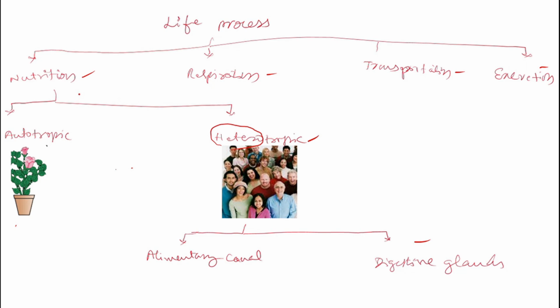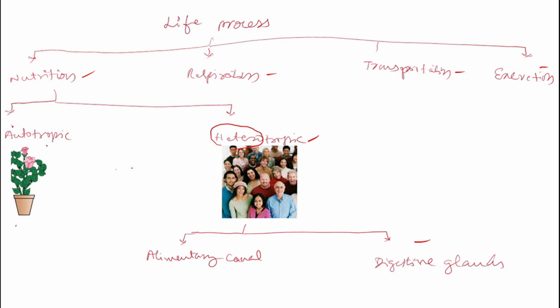So first we will discuss the nutrition part. Nutrition is of two types: one is autotrophic nutrition and the other is heterotrophic nutrition. Nutrition means we are getting energy from the outside in order to grow, develop, and synthesize protein and other substances needed in the body. Now what are autotrophs?